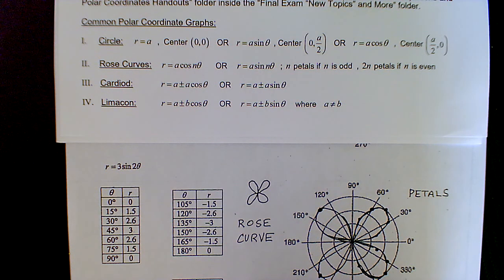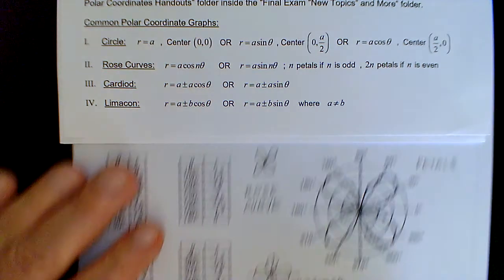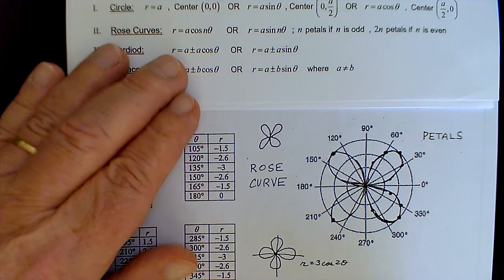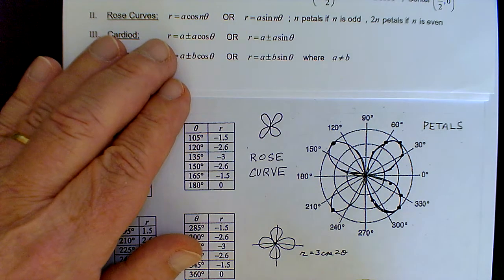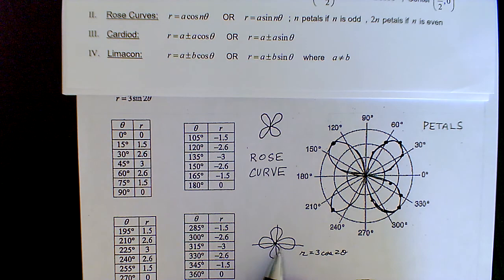This would be r equaling, let's say, 3 cosine of 2 theta. Oops, you didn't see that, sorry. So I was drawing it down there. They would be on the axes. The propellers would be halved instead of in the quadrants explicitly.